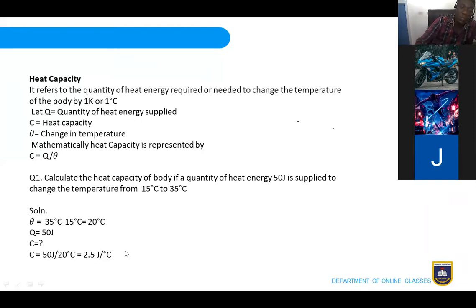Note this, the unit for heat capacity is joules per degree Celsius or joules per Kelvin. So over here you can see the units given, which is 2.5 joules per degrees Celsius.